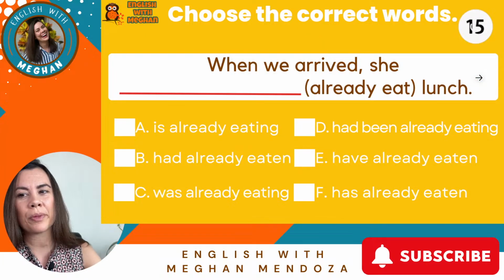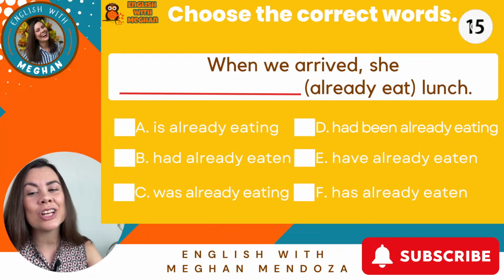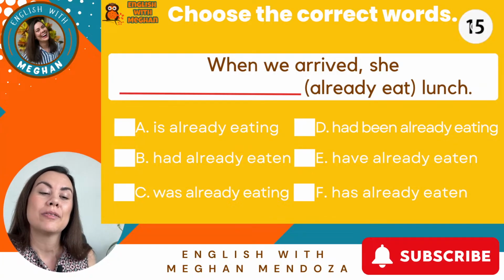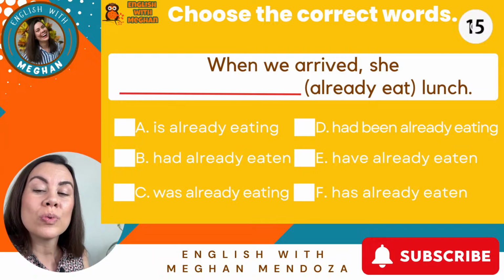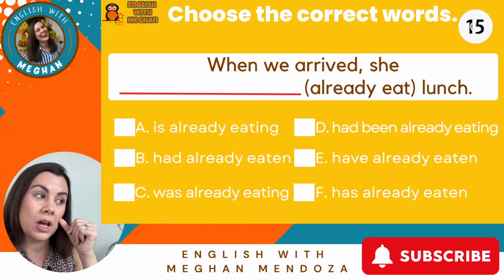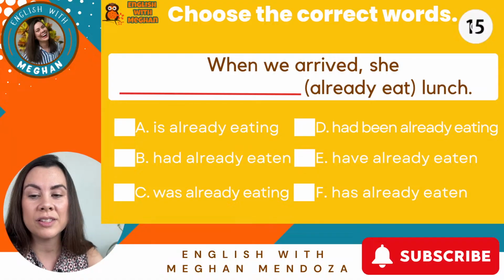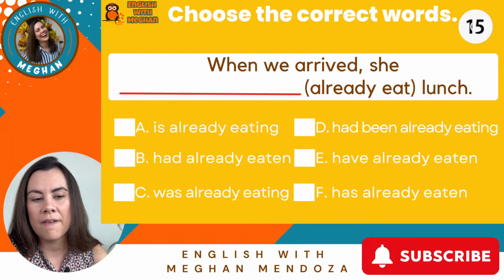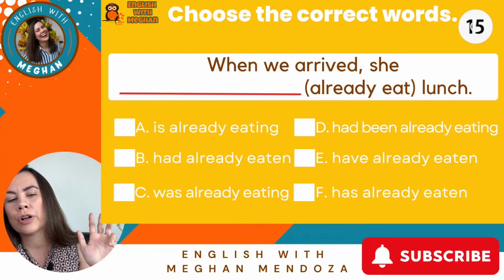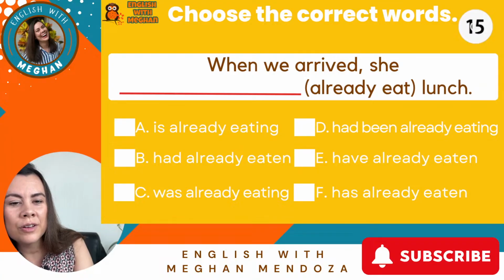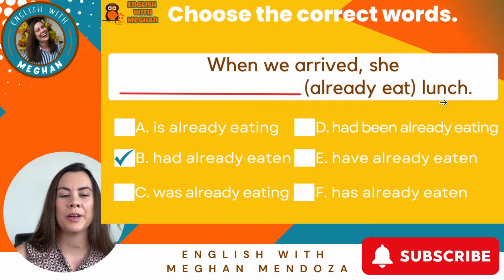All right, next question. When we arrived, she already eat lunch. This one has already in it. Interesting. Keep in mind that it's not arrive, right? Not arrive, it's arrived. That's a hard one. Arrived with a D sound at the end. Arrived. Okay. Let's see. 5, 4, 3, 2, 1. Let's move on.